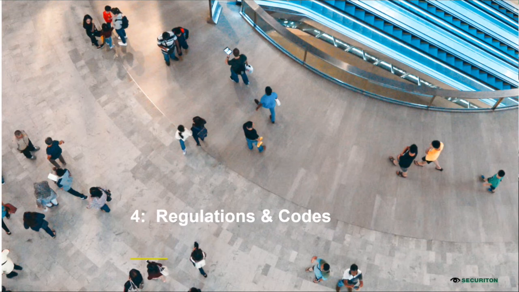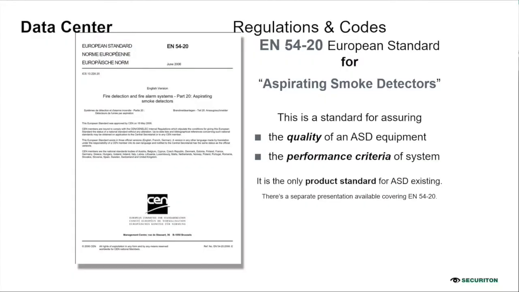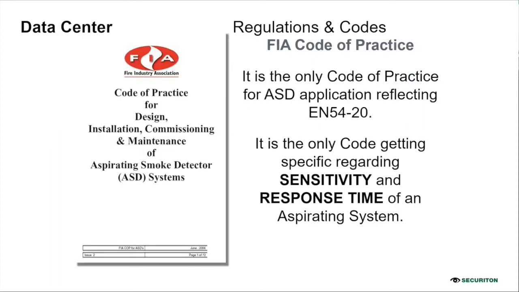Thank you. Okay, so coming back to the presentation, there are international codes and regulations available. So EN 54 Part 20. This European standard specifies the requirements, test methods, and performance criteria of aspirating smoke detectors, which are eventually used in fire detection and fire alarm systems installed in data centers. This is one European standard which is available. Then the FIA code of practice gives a detailed description on why, where, and how the aspirating system has to be used.